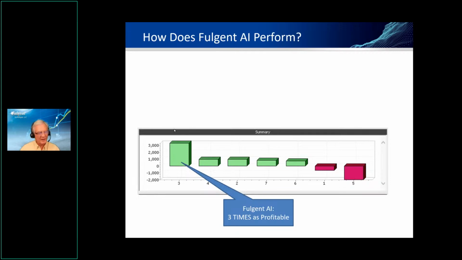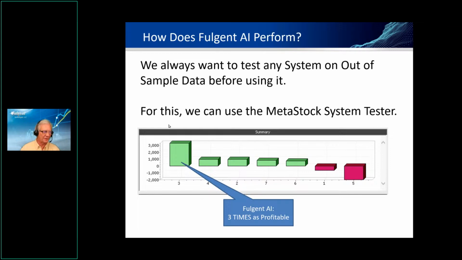So the thing that we do is we test against other strategies and systems. There is a system tester included, under the system tester area of Metastock, and so you can run this on any list of symbols against any other system in Metastock. I did a run, and I got this outcome. That's important to understand, how well is it working.